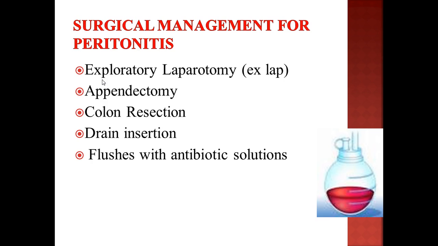They could potentially have a drain inserted. You see the drain on the right-hand side here. When you're looking at that, I want you to think about what's wrong with that drain, because that drain doesn't look right. There is something that's incorrect about that Jackson Pratt or that JP drain. And then potential flushes with antibiotic solution, and that's what they would do with a peritoneal lavage.